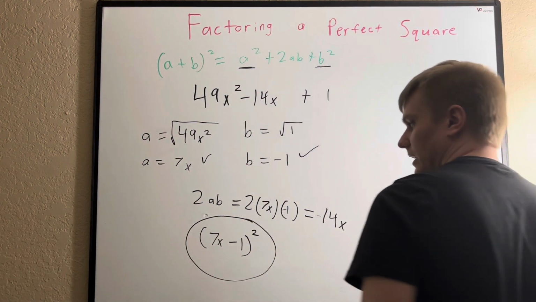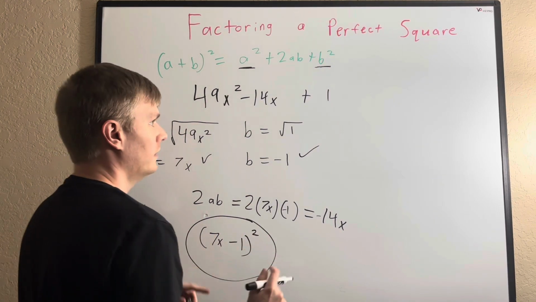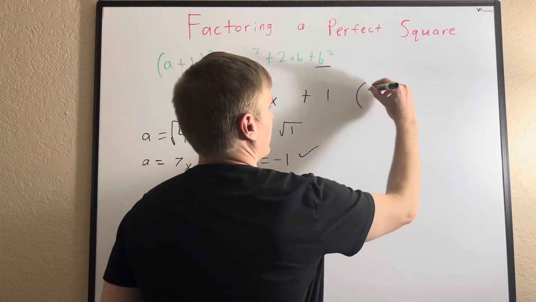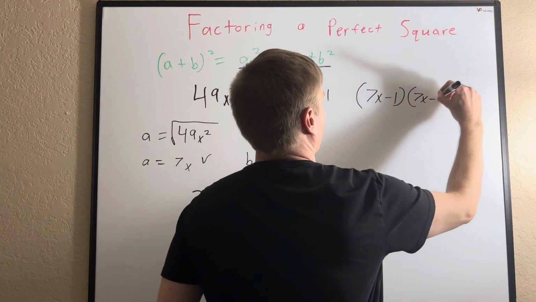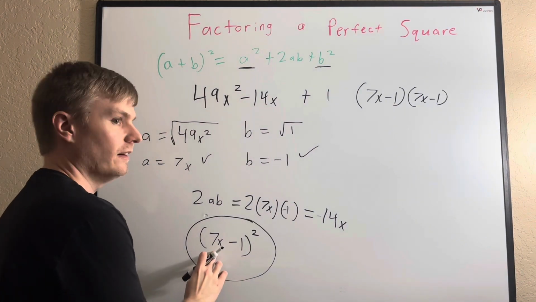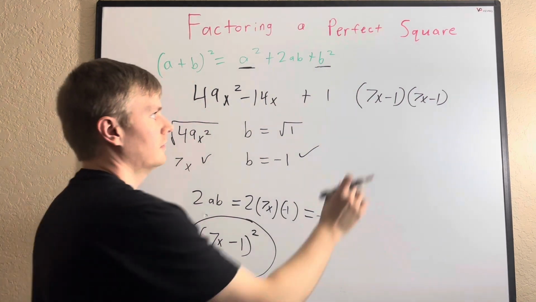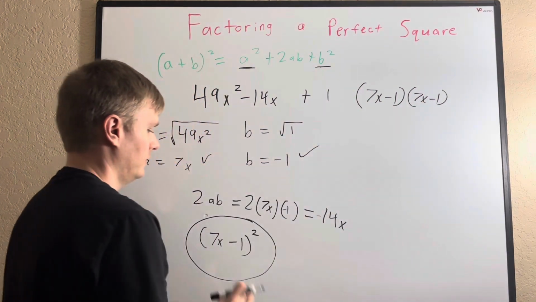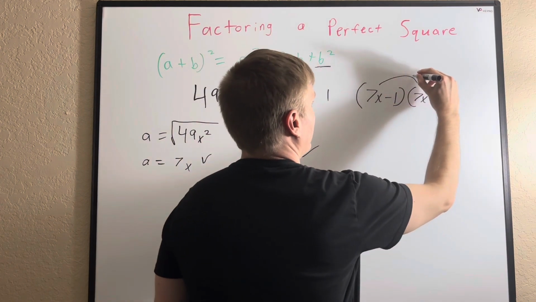Now we want to check our answer. So when we have parentheses squared, we've got to write out those parentheses twice. Always remember that. You're not just squaring this part and squaring that part. You've got to FOIL them out. Binomial times the binomial, because the whole thing is squared. So let's FOIL it out.